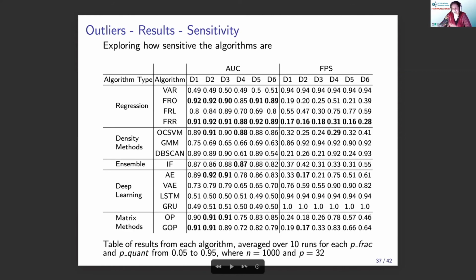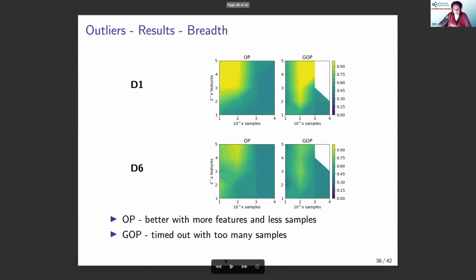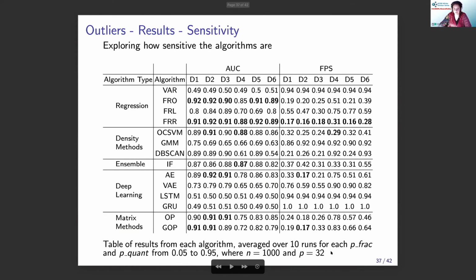Okay, sensitivity. Because I could control the amount that the outliers are, I could explore the whole range, from the very, very weakest little outliers to the blatantly obvious ones. So I varied p frac and p quant. That's the scaling of the amount I'm adding, and the number of different features I'm adding it to as a fraction of the whole total number of features. And I've kept n equal to 1000 and p equal to 32, just so it would run in reasonable time. And as you can see, FRR wipes the board. It is totally the best algorithm there.